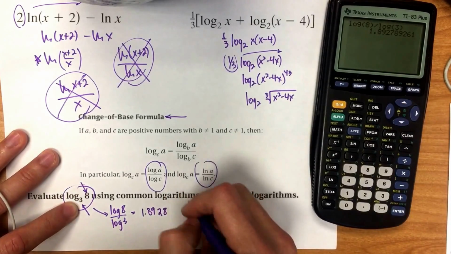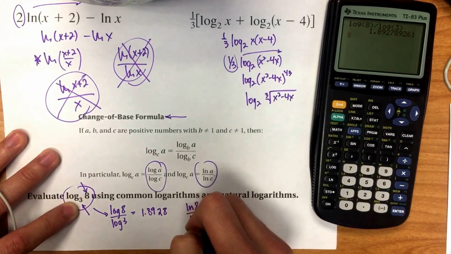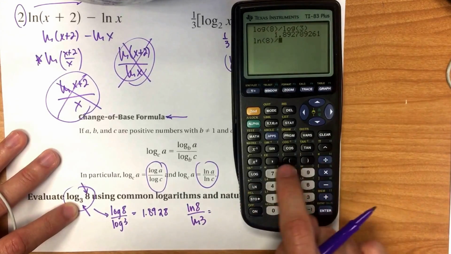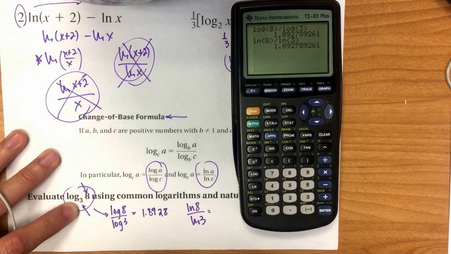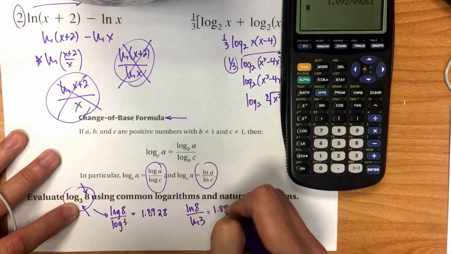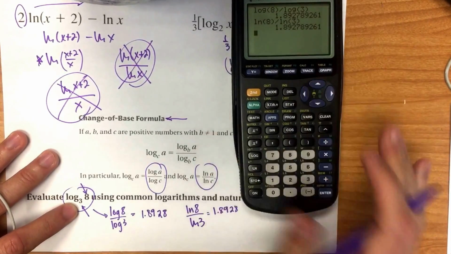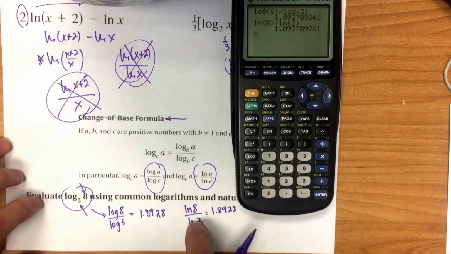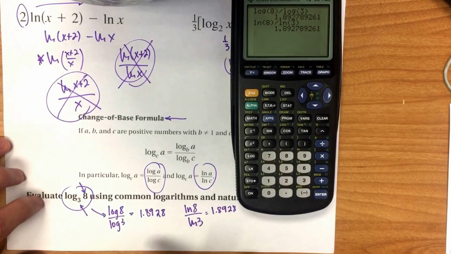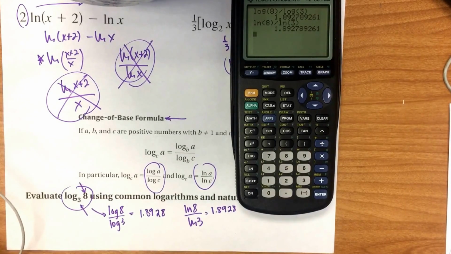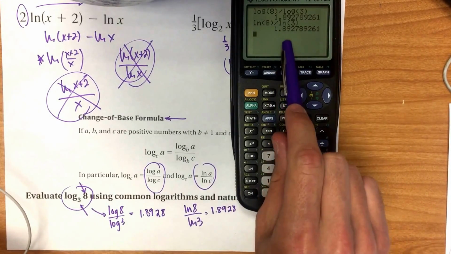Now, does it matter whether you use log or natural log? No. If I take this and I do ln of 8 over ln of 3, you're going to notice you're going to get the same answer. So look at the two answers. They are identically the same. So whether you remember that it's log over log, or you remember that it's natural log over natural log, it doesn't matter. They both give you the exact same answer. This is something that we're going to use a lot in a couple of lessons when we solve logarithmic and exponential equations. We're going to use this a lot.